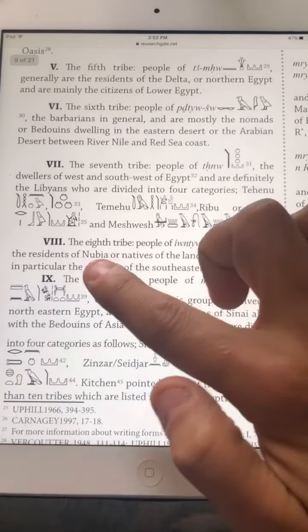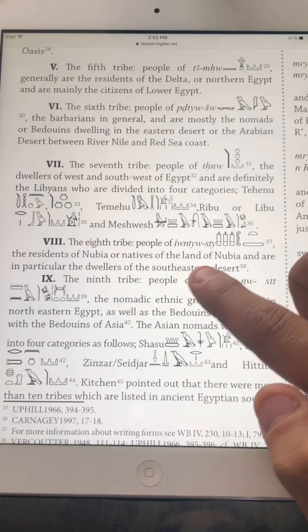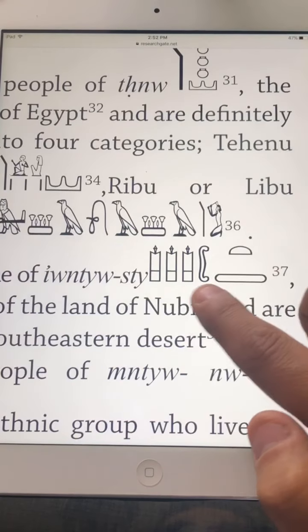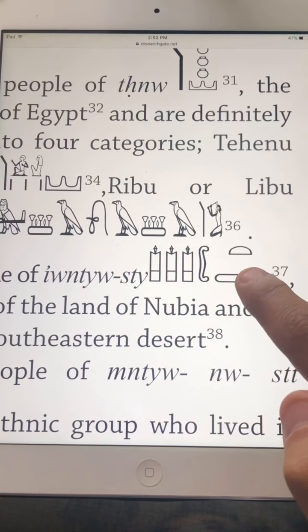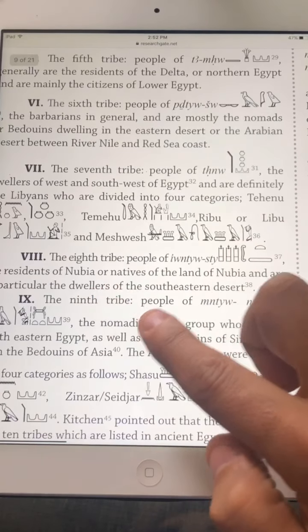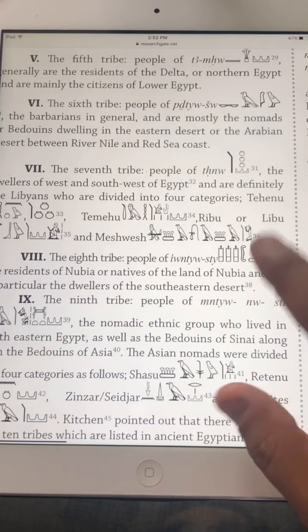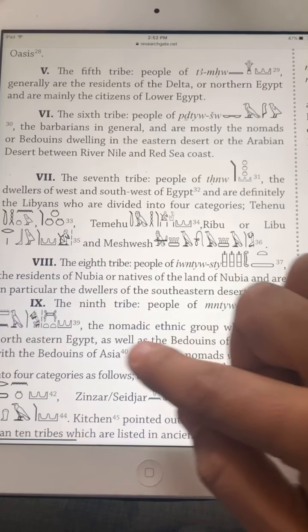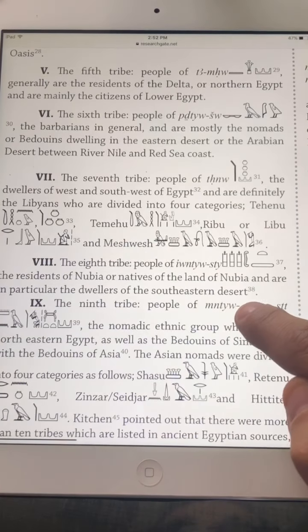Now, the 8th tribe is the people of Iuntiu Seti. Iuntiu Seti. Who are these people? These are the residents of Nubia as well, or the natives of the land of Nubia, and are in particular dwellers of the southern desert. So they were the people that encompassed all of Nubia.